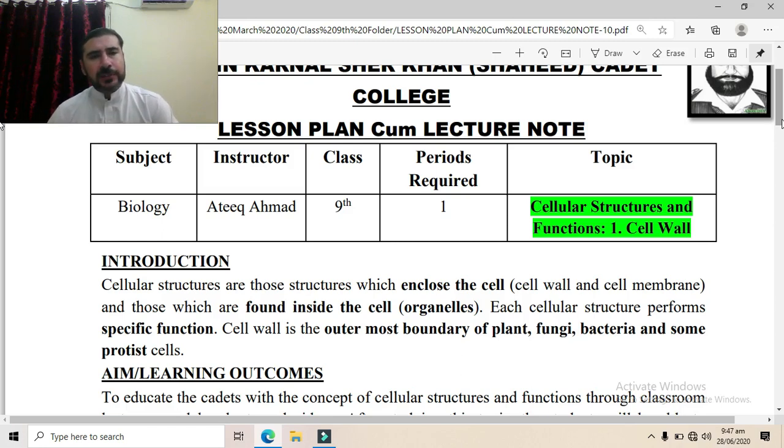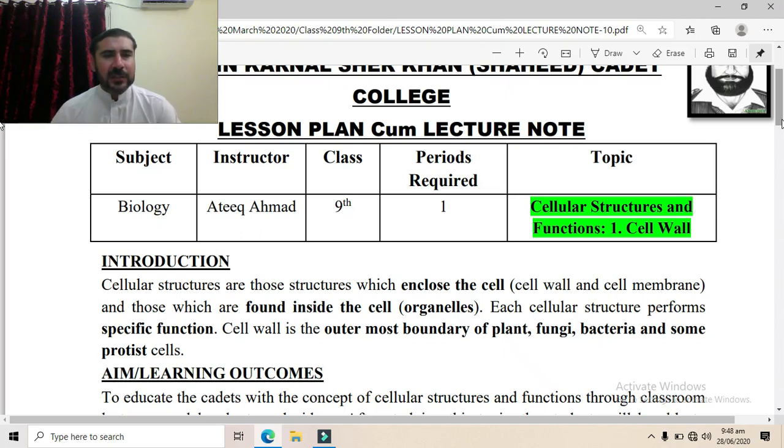Now each cellular structure performs a specific function. For example, cell wall is a cellular structure, so cell wall has a specific function. Similarly, cell membrane is a cellular structure which has a specific function. Similarly, mitochondria, nucleus, endoplasmic reticulum, etc., these are all various organelles. These are cellular structures and they all perform a specific function.